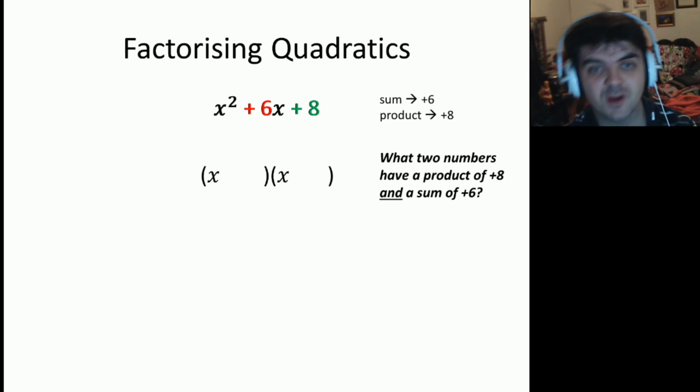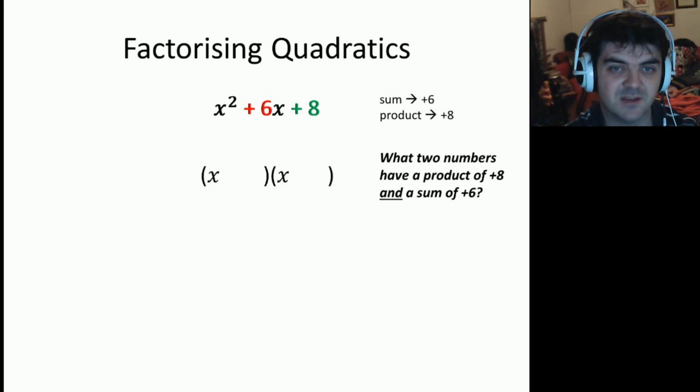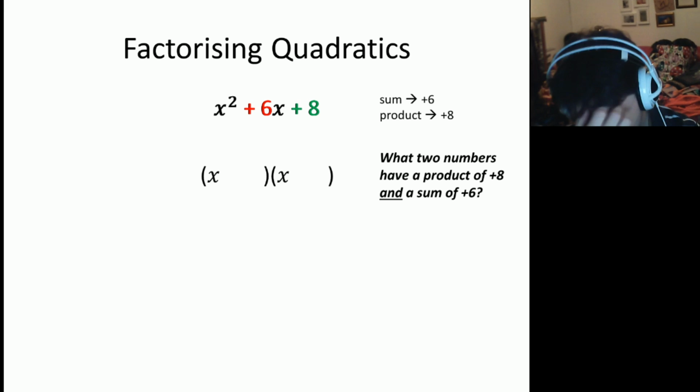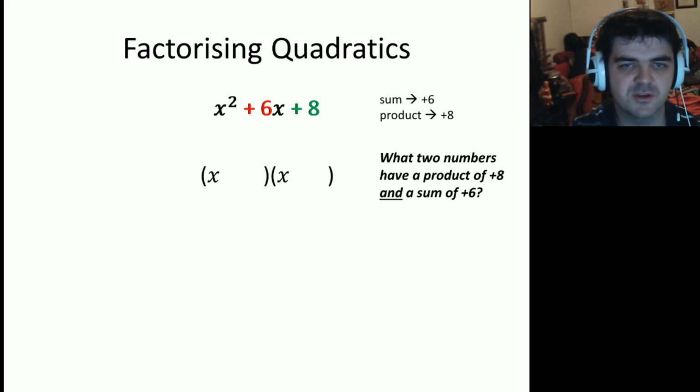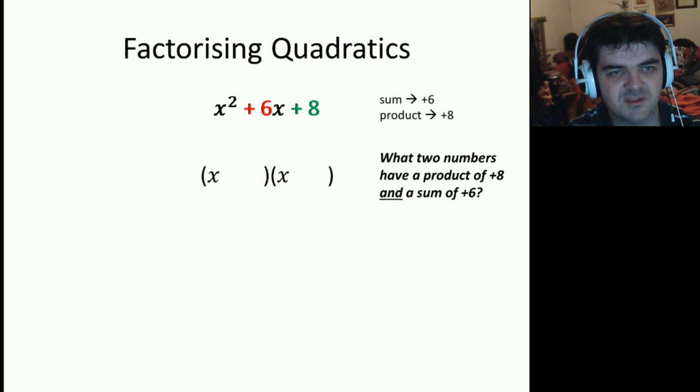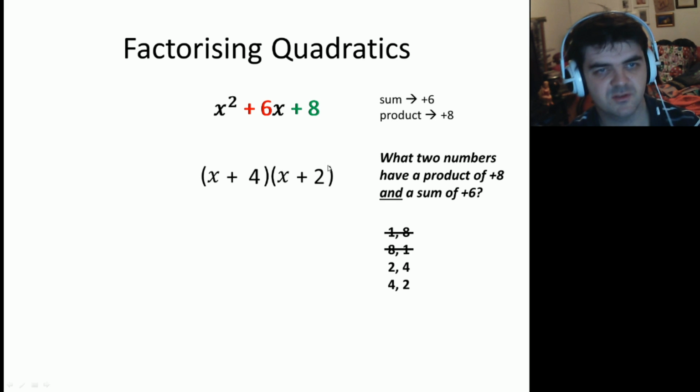Well, it's easier to work out the numbers that will multiply together to give you 8, because there's only 4 of them. 8 and 1, 4 and 2, or minus 1, minus 8, minus 2 and minus 4. Right? But the only two that add together to give you plus 6 are plus 2 and plus 4. And there we go. So 2 and 4. So we get x plus 4 and x plus 2 as our answer.